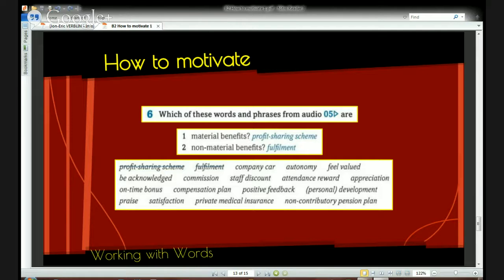All right, and Hussein, next. Positive feedback, non-material benefits. Absolutely, it's not a tangible thing. It's what people say about you. Okay, and Yuki? Personal development, it's non-material benefit. Do you remember one example of personal development?